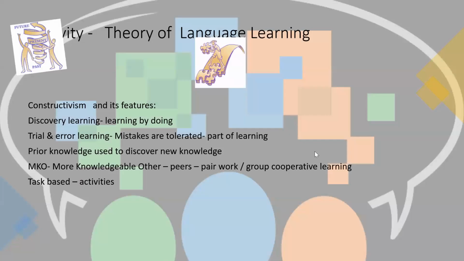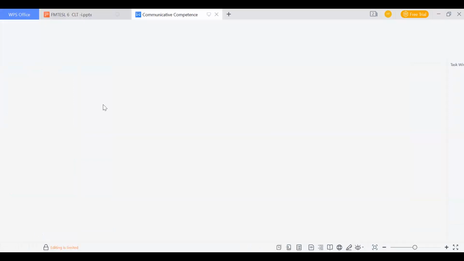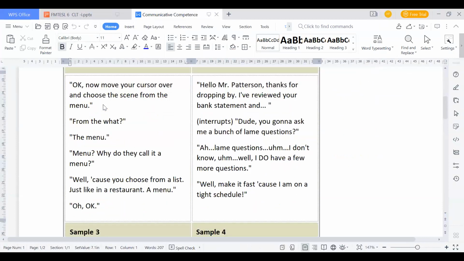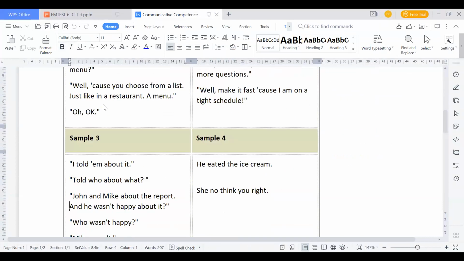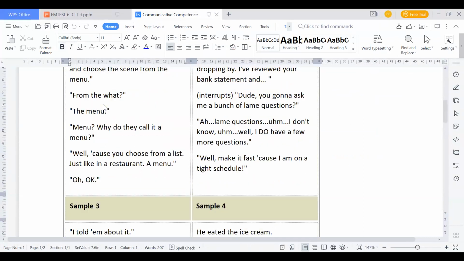Now, I want you to have a look at this, but it's the last bit I'm doing. But it's very important, so give me a second. Here, look at this. Now here I have given you some examples. I want you to look at this and say which competence it refers to, right? Sample 1.